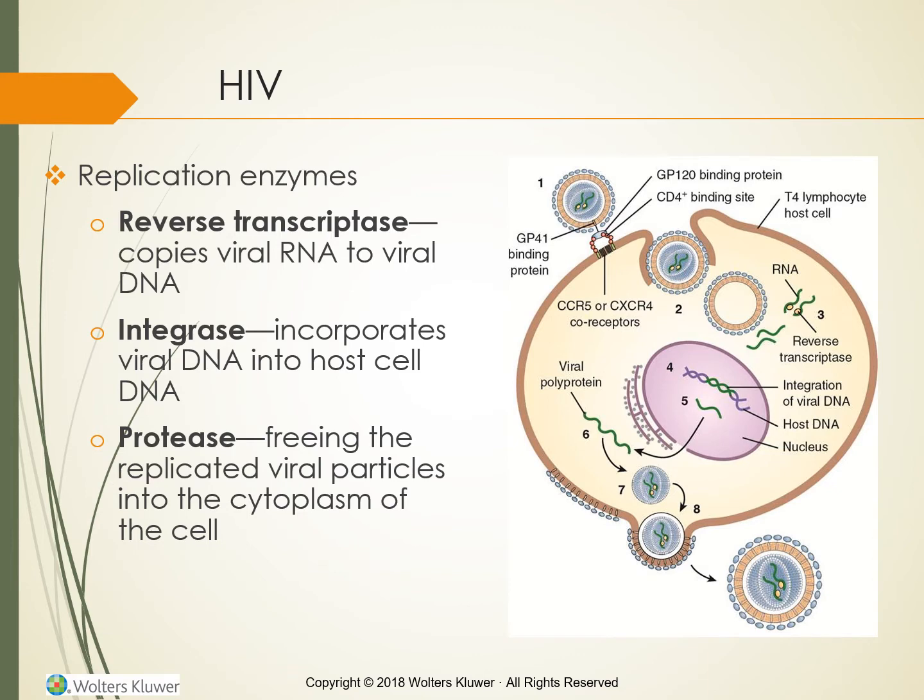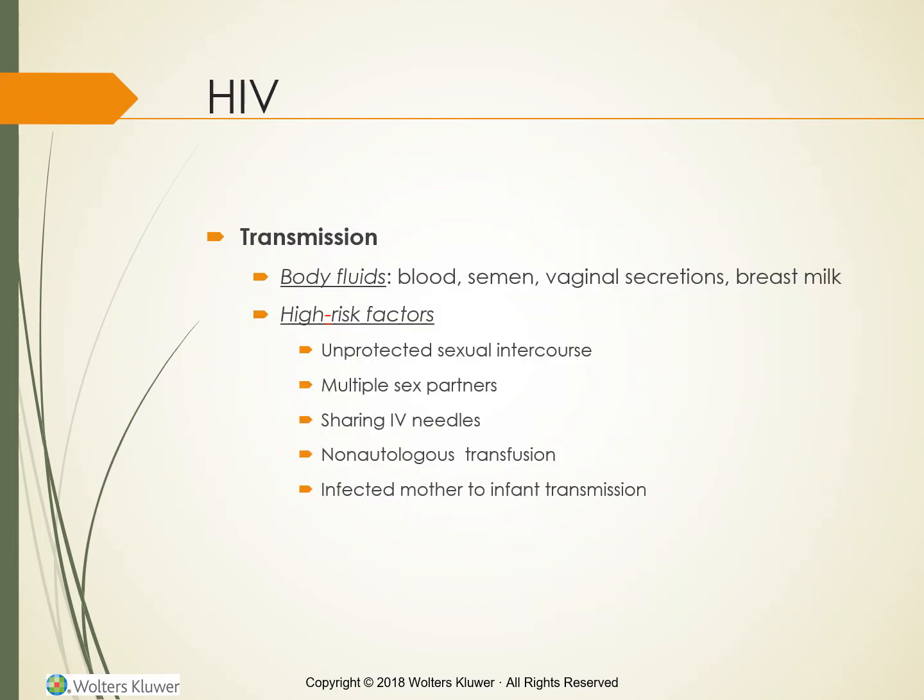HIV transmission. HIV is not transmitted by casual contact. There are only 4 known body fluids through which HIV is transmitted: blood, semen, vaginal secretions, and breast milk. HIV may be present in saliva, tears, and conjunctival secretions, but transmission of HIV through these fluids has not been implicated. HIV is not found in urine, stool, vomit, or sweat.